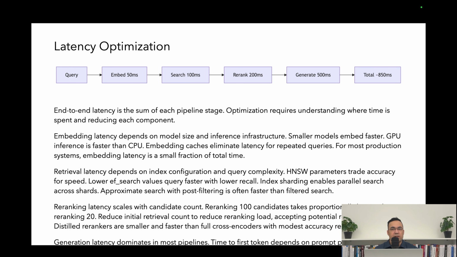Now let's talk about optimizing end-to-end latency. Embedding latency depends on model size and inference infrastructure.